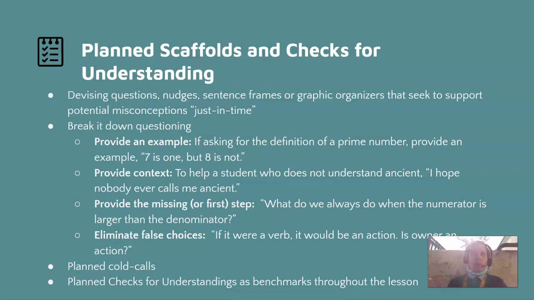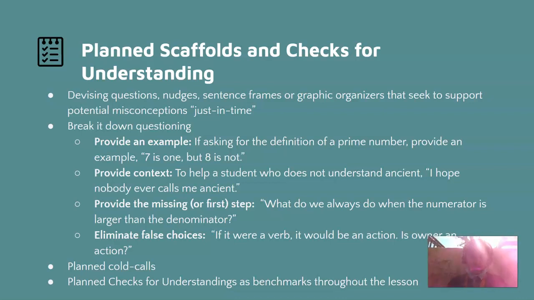We also might want to be practicing this break it down questioning technique. This is when we know some misconceptions might come up and we have some questions ready in our back pocket to drop. We might provide an example that we have ready for the student, right? So if a student is asking for the definition of a prime number and we anticipated that, instead of just giving them the definition, we might say, 7 is a prime number, but 8 is not. Can you tell me what a prime number is, right? We might have that ready.